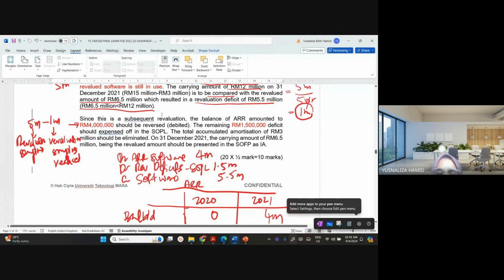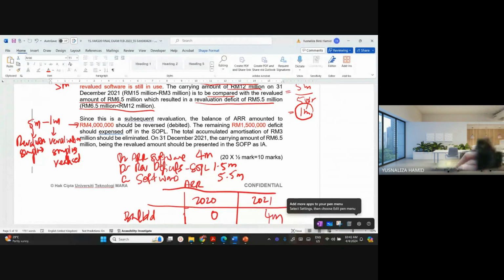The balance of ARR amounting to 4 million should be reversed or debited. How much is being debited? 4 million. The remaining 1.5 million deficit should be expensed off in the SOPL because the previous surplus cannot fully reverse the deficit. So the total accumulated amortization of 3 million should be eliminated, and on 31st December 2021, the carrying amount of 6.5 million will be shown in the SOFP. So that was for the second revaluation.